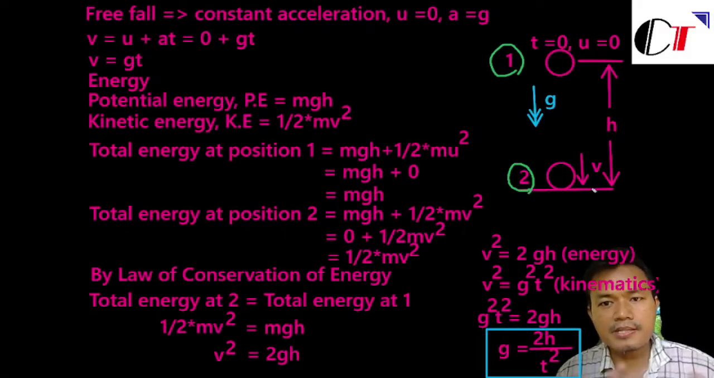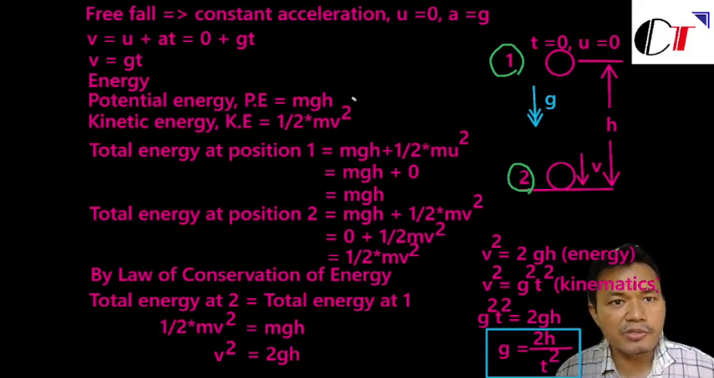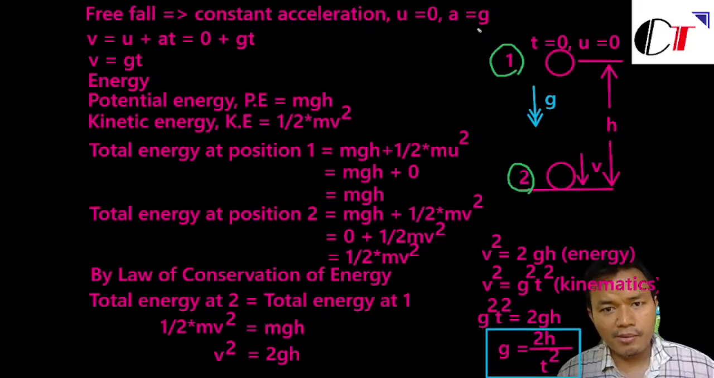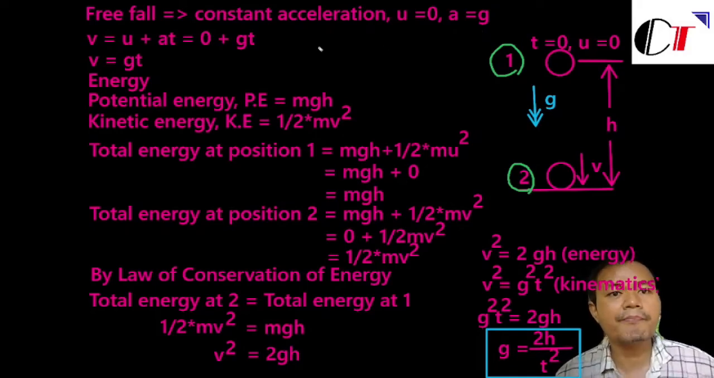So this is about the free fall, and those of you who have followed our video lectures closely know that for free fall the type of motion is constant acceleration, u is equal to 0, and acceleration equals positive g. And those of you who have not learned about that, you can watch our previous videos, or of course you can just read your textbook in physics or mechanics, right?